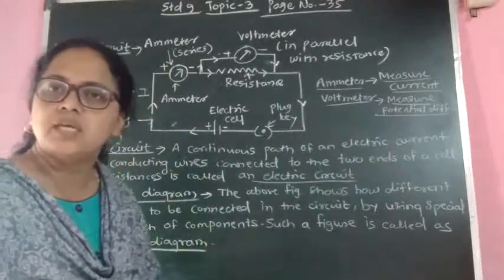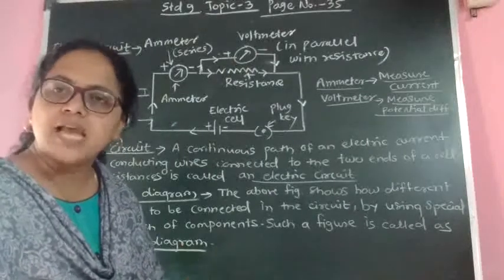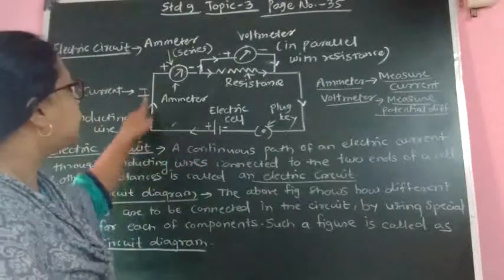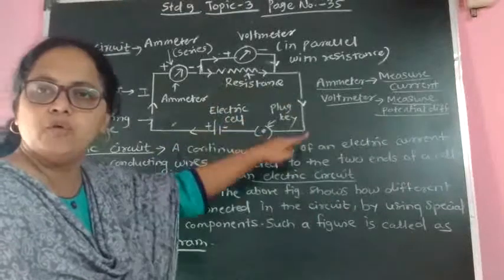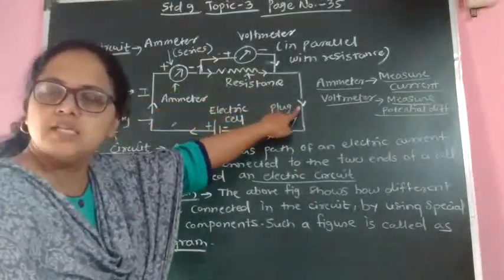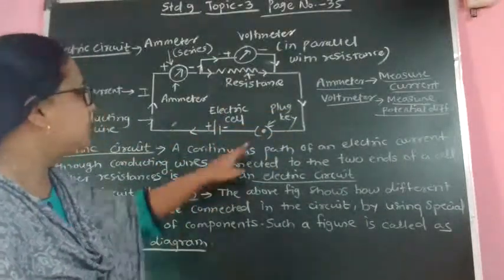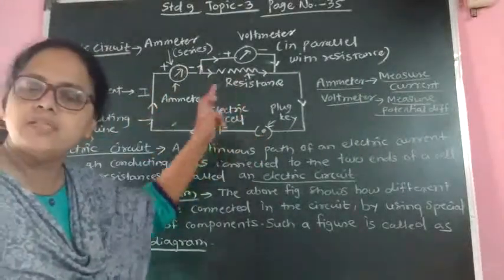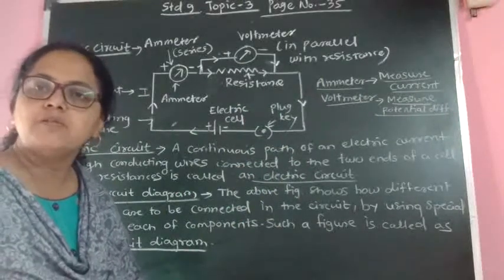Actually, current flows in the circuit from negative to positive terminal, but it is the sign convention in physics to show the direction of current from positive terminal to negative terminal. This is the path of electric current in the circuit. Here is an arrow, here is an arrow, here is also an arrow. They show the path of current through the circuit. This is the plug key, that is the button.